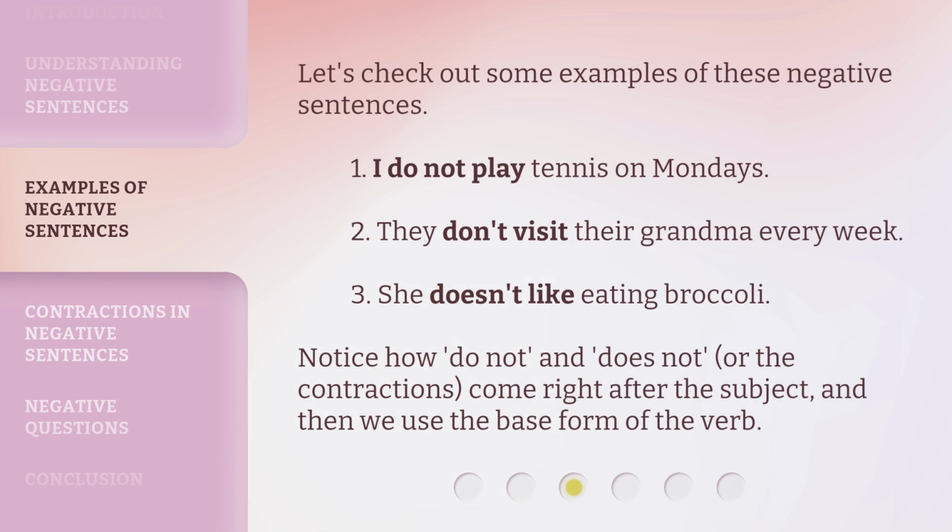Let's check out some examples of these negative sentences. 1. I do not play tennis on Mondays. 2. They don't visit their grandma every week. 3. She doesn't like eating broccoli. Notice how do not and does not, or the contractions, come right after the subject, and then we use the base form of the verb.